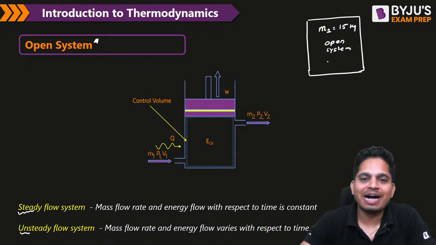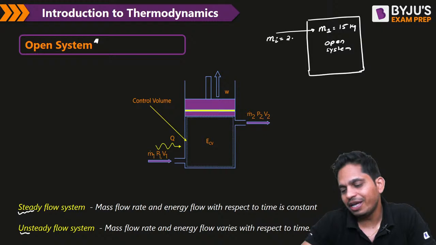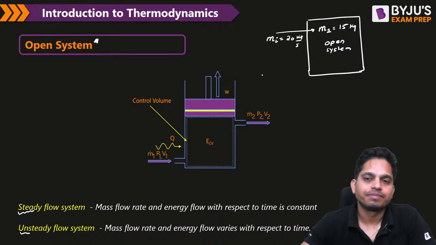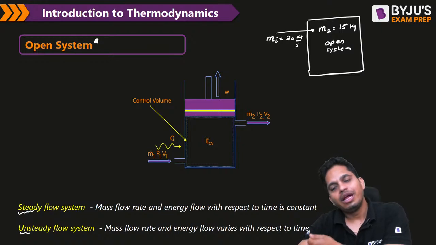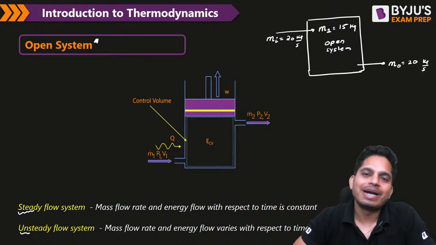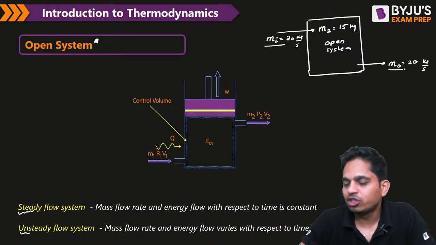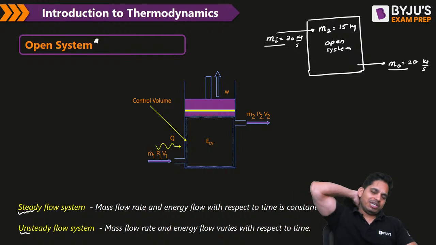That means it can allow some mass to enter. So let us say some mass is coming in. Let us say 20 kg per second mass is entering. Okay. And 20 kg per second mass is going out. Continuously it is happening. 20 kg per second mass is continuously going out. So mass in is equal to mass out. Simply you can see an example.